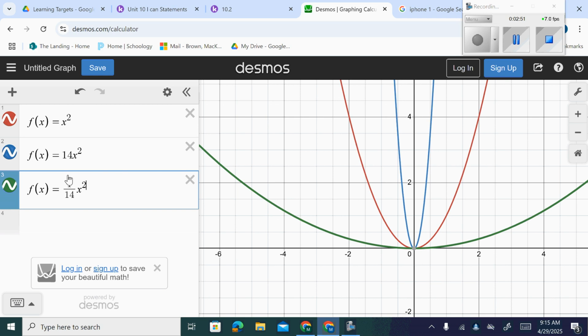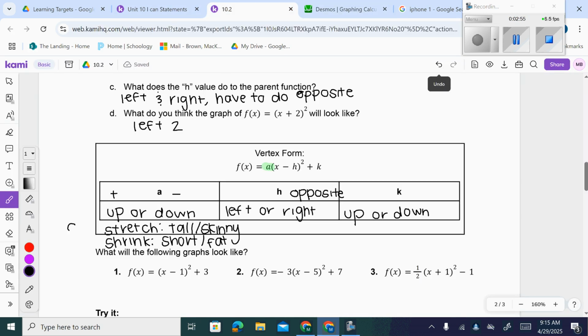I'd make this note. If your a is greater than 1, it's going to stretch it. If your a is less than 1, it is going to shrink it. Now, did -14 shrink it? No, the negative just tells you if it's going up or down. Don't worry about the sign when you're thinking stretch or shrink.